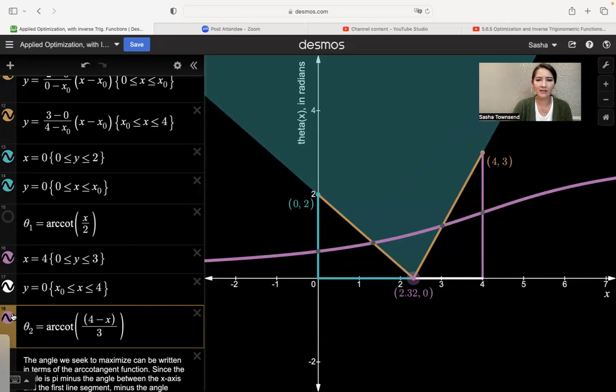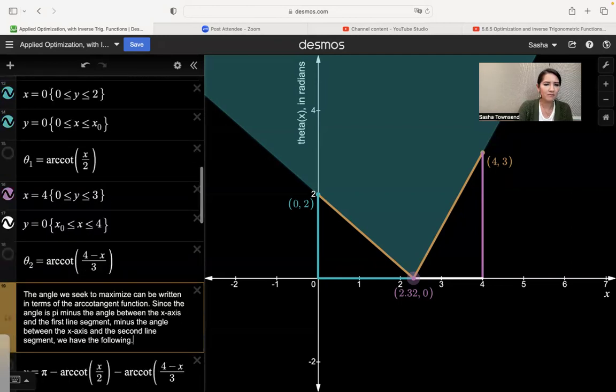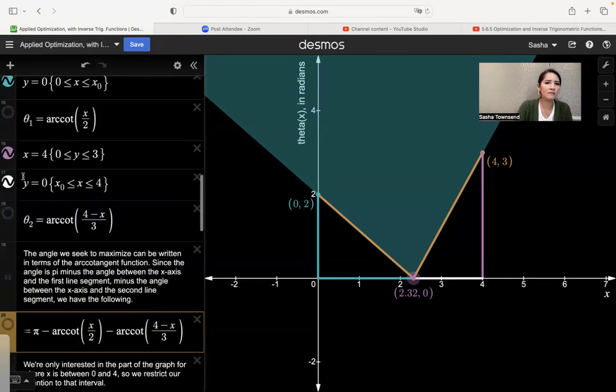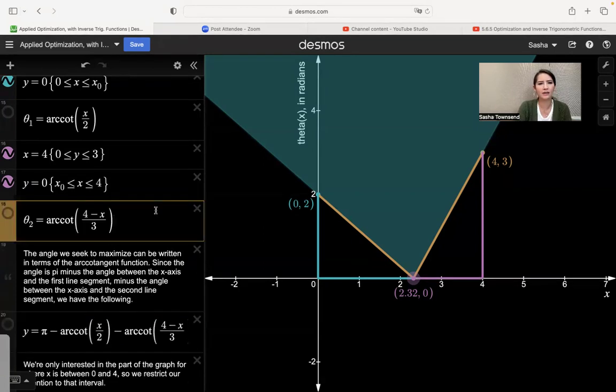And I don't want to graph that. I just want to write that down. So that means the angle that we're interested in, the angle between the two orange line segments, represented by the angle in that teal region, is 180 minus theta sub 1 minus theta sub 2. If we want, we can change that side length to a purple one so that we can see those two right triangles.